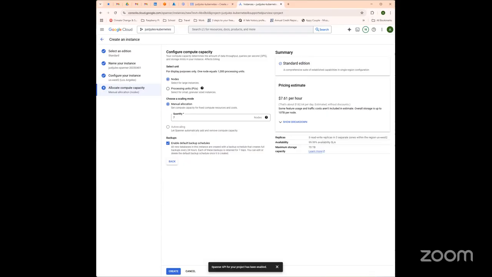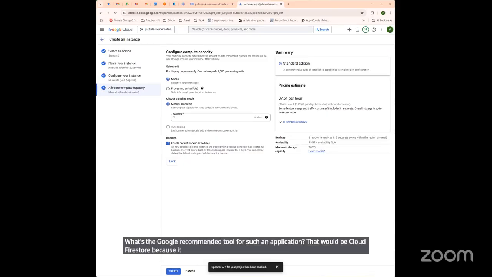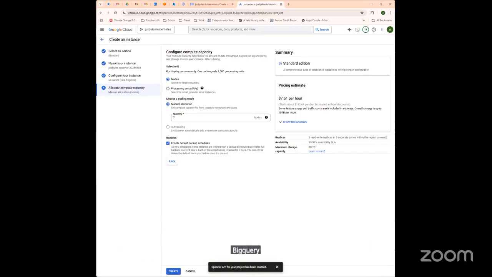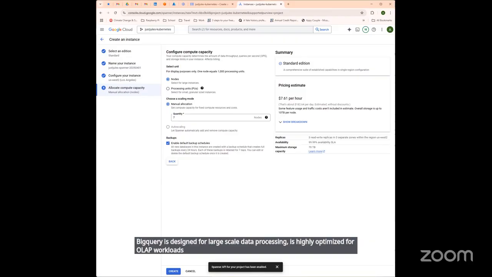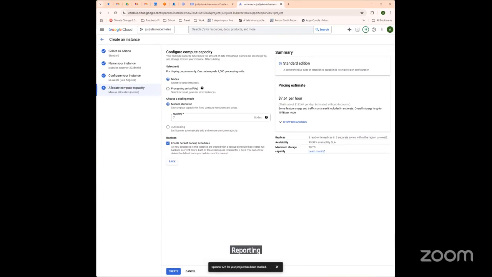That would be Cloud Firestore because it offers real-time synchronization across devices. BigQuery is designed for large-scale data processing, is highly optimized for OLAP workloads, and it can handle hundreds of terabytes of data efficiently, making it an ideal solution for marketing and analytics reporting. While Cloud Spanner is powerful, it's more suited for OLTP. Oh, sorry. The answer was BigQuery.